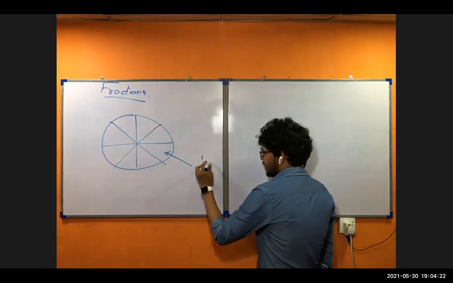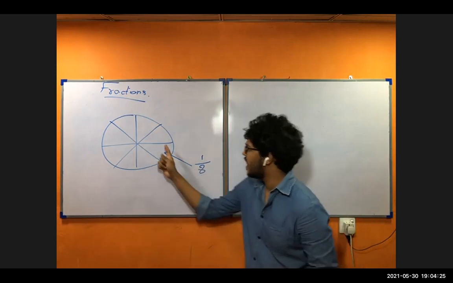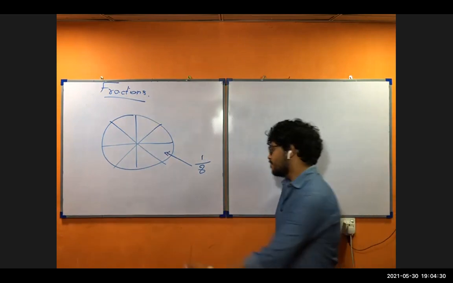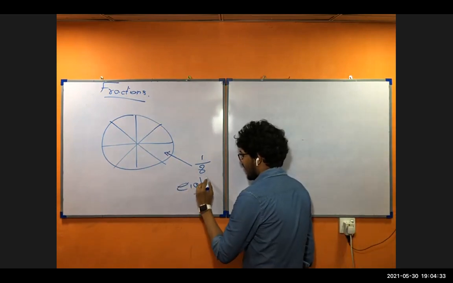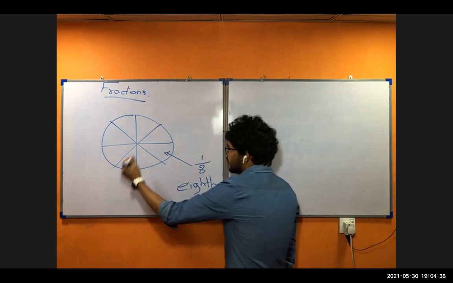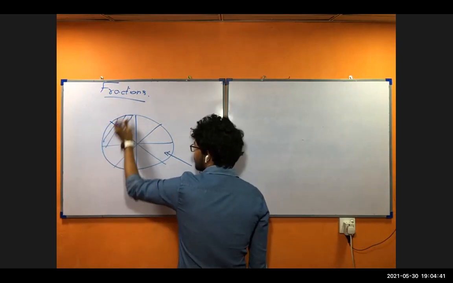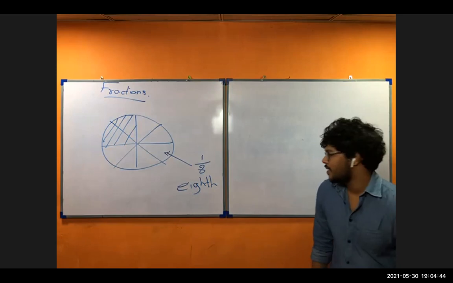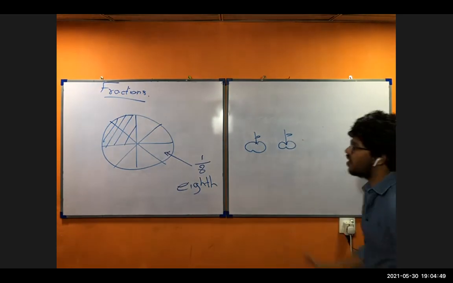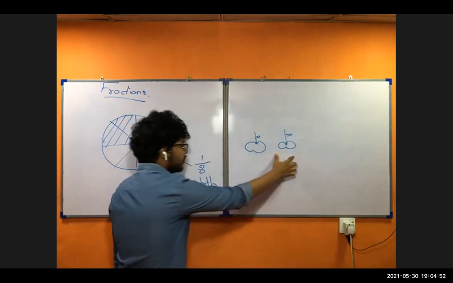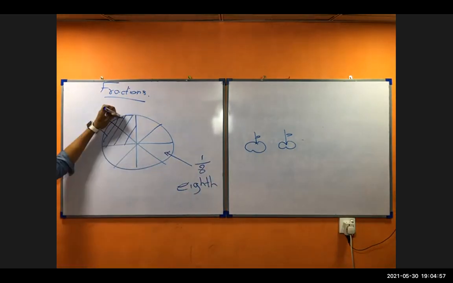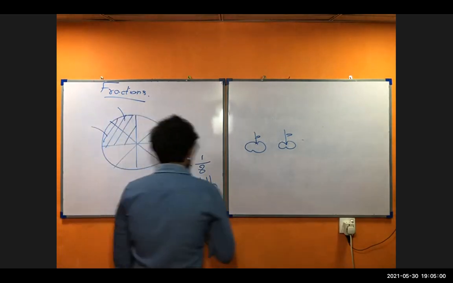We call it an eighth. Why 8? Because we have 8 pieces: 1, 2, 3, 4, 5, 6, 7, 8. So one piece is called an eighth. If you take 2 pieces, what do you call it? We call it 2 eighths. Just like you have one apple and another apple, we call it two apples. In the same way, we have 1/8 here and another 1/8 here, so we call it 2/8.